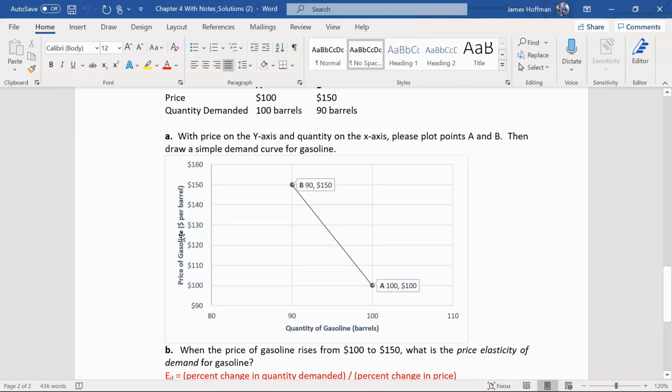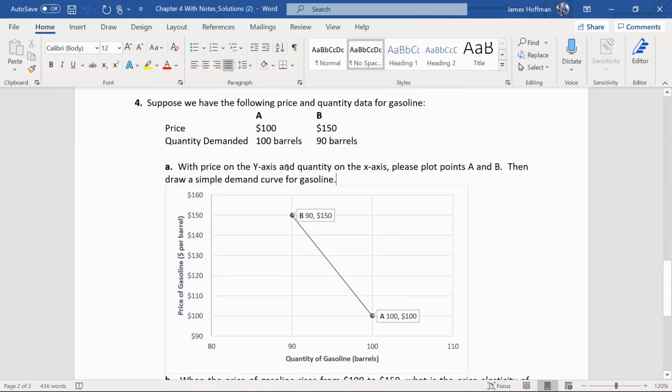Here is the price of gasoline. Here's the quantity of gasoline, and I just put the 2 points and drew a line. Here's point A, 100 and 100, and here's B, 90 and 150. So you're welcome just to do this on a piece of paper with a ruler. It might be easier. If you want to do it in Excel, you can look at my example.